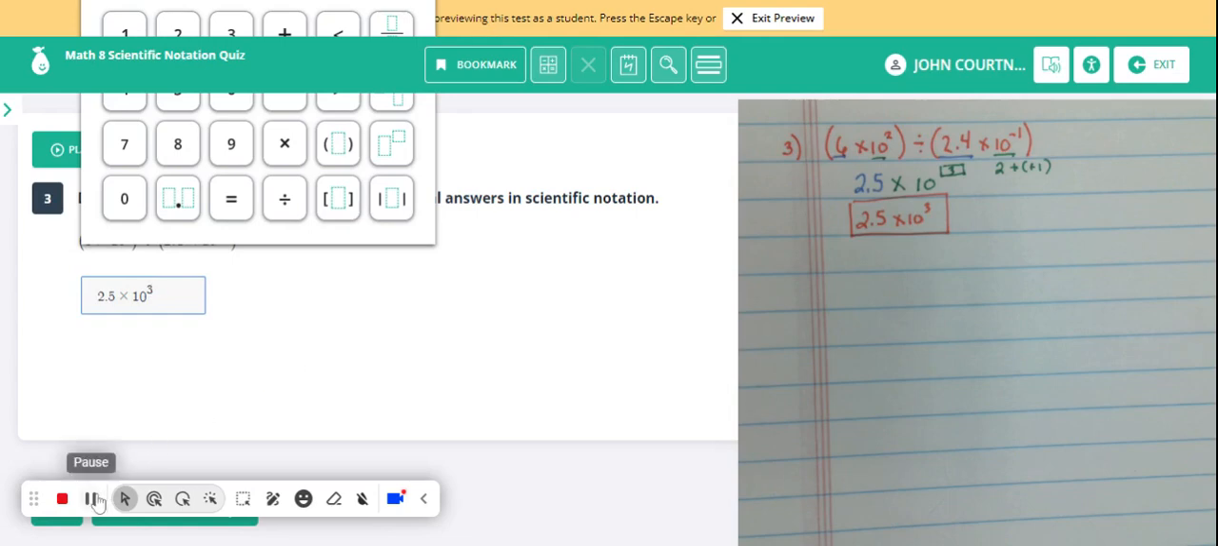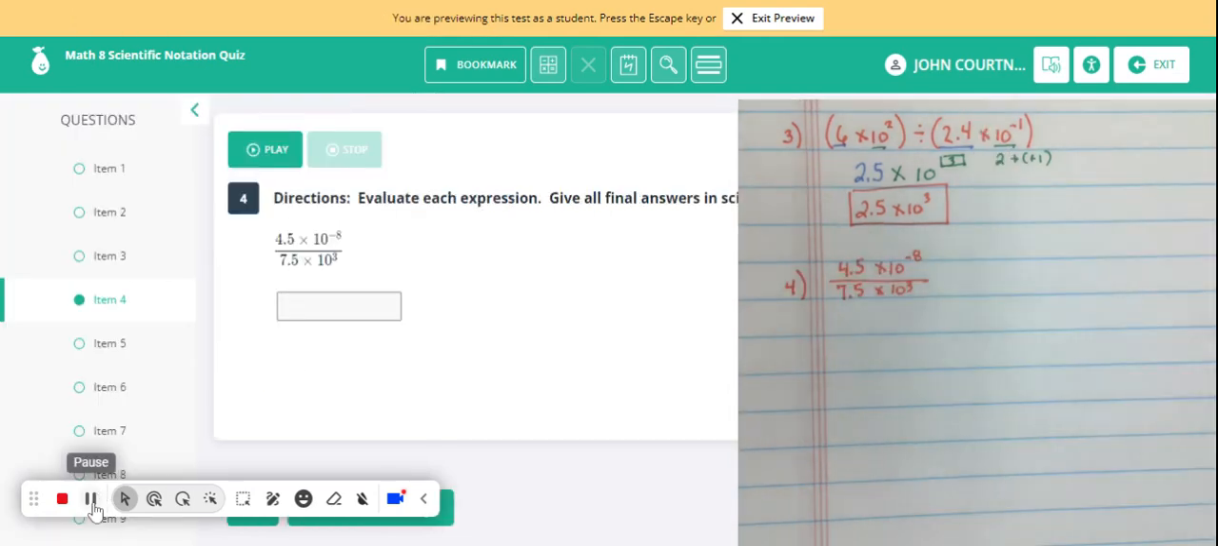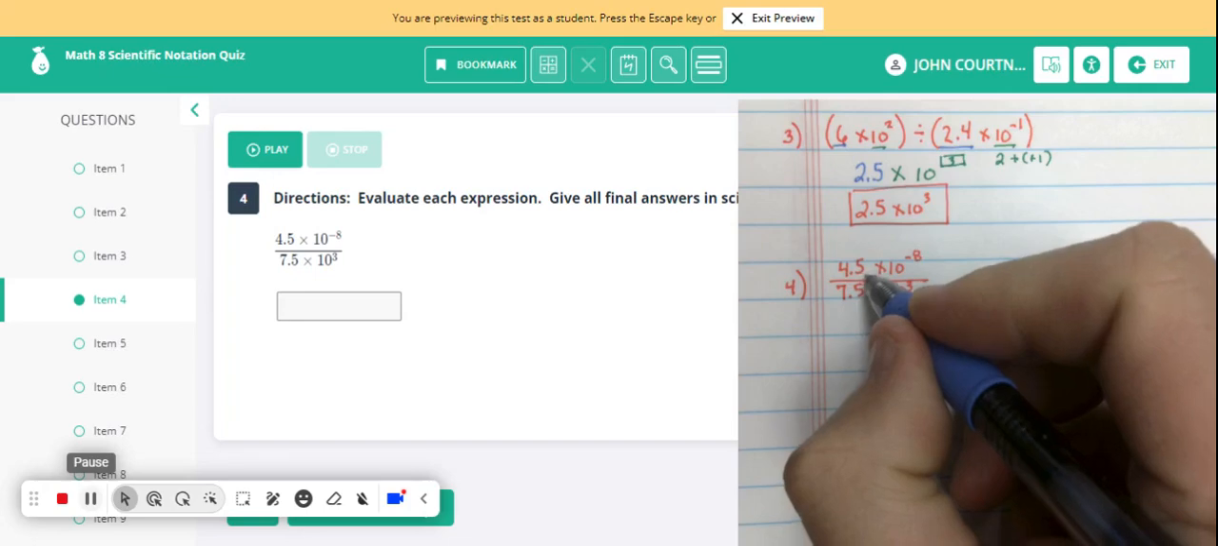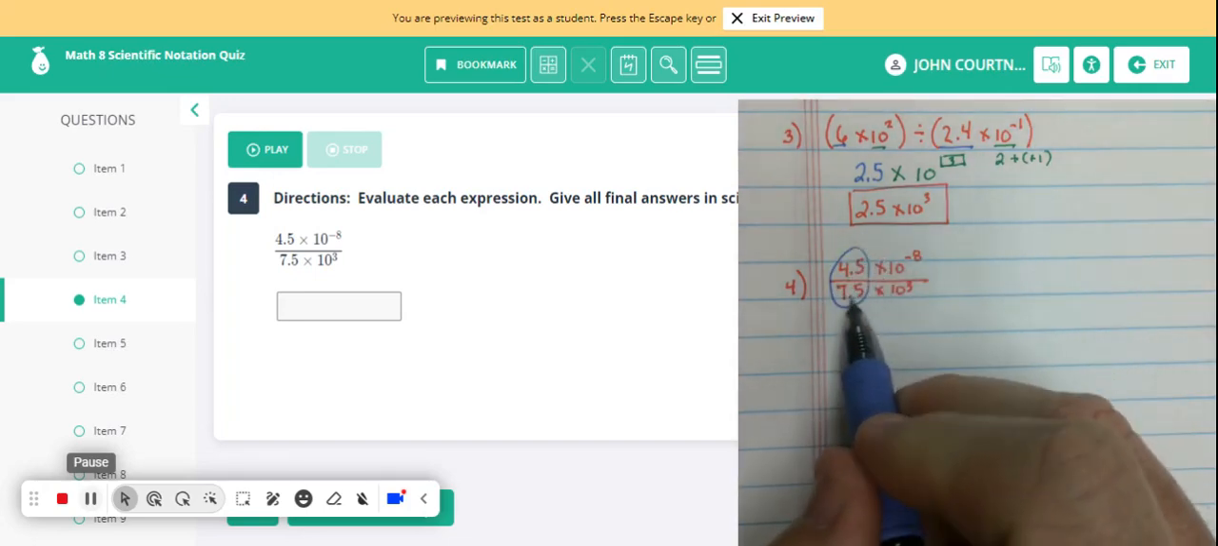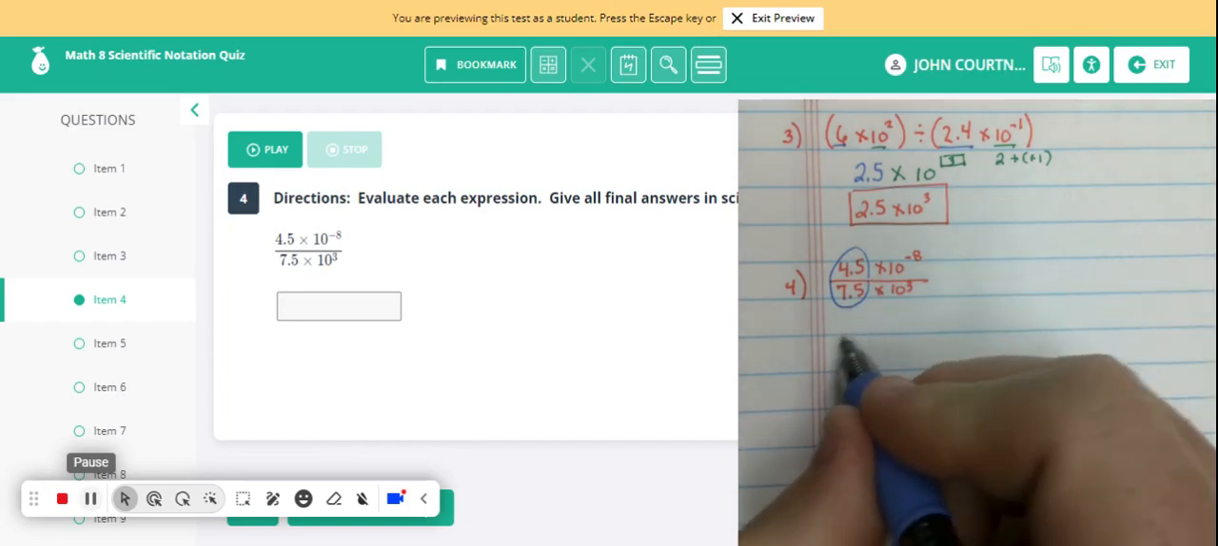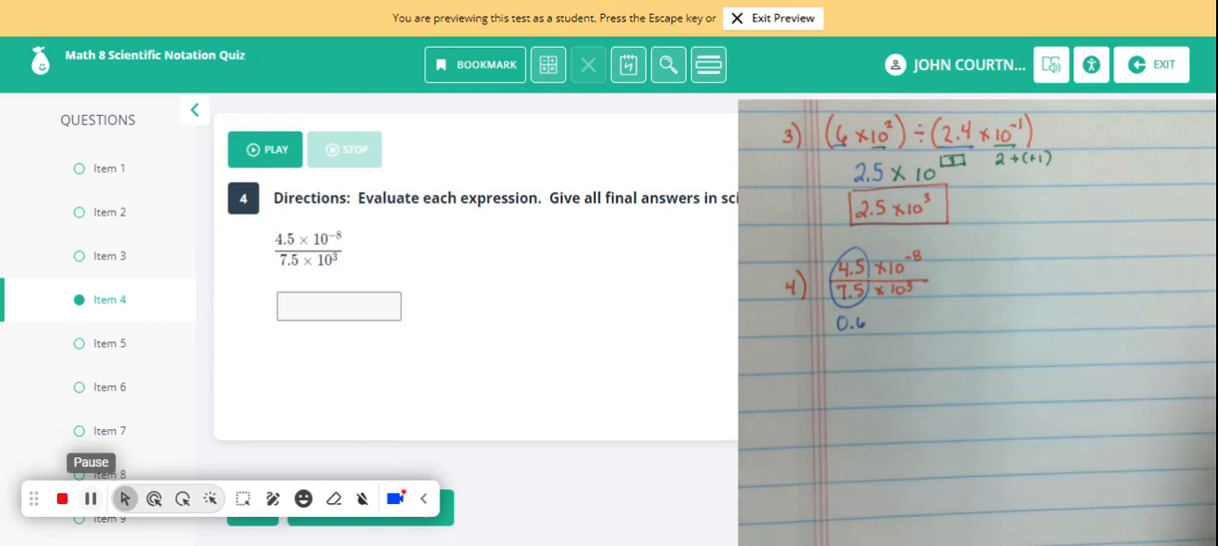Moving on. Look at the number 4, same basic idea. You're multiplying and dividing. You do the math with the front numbers, and you change the exponent. So I'm going to do 4.5 divided by 7.5. If I'm not mistaken, I get 0.6 when I divide those two out.